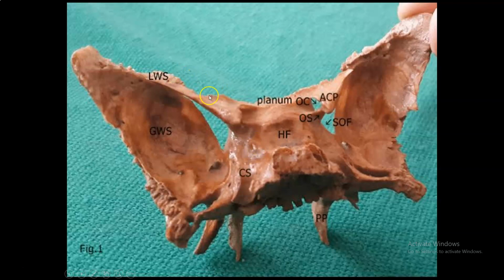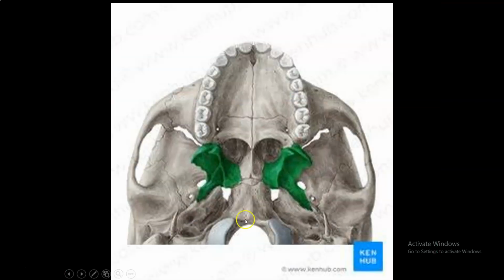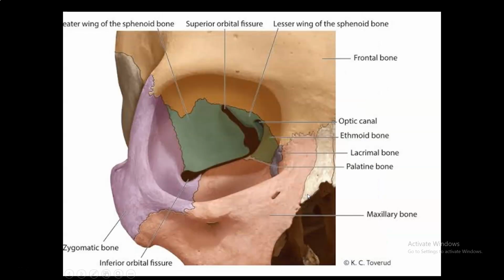And this is the greater wing of the sphenoid. This is the lesser wing, the superior orbital fissure. This is the foramen rotundum. This is the foramen ovale and the foramen spinosum, and we can here see the pterygoid processes, the medial and lateral pterygoid processes. And another view from below, pterygoid processes are seen here, and it is seen forming the medial part of the middle cranial fossa, and here we see oval and spinosum.